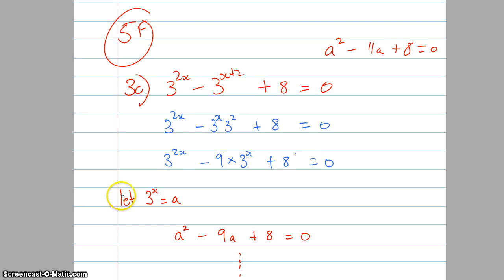And then I'm just going to say let 3 to the power of x equal a. And then I've got this, a squared minus 9a plus 8 equals 0. And then from there, I'd use the cross method or whatever method you want to use to find out what a is. And then I'd substitute this back in and find out the values of x. So again, I'll let you do that. The tricky bit from here is probably going from that point there to that point there.